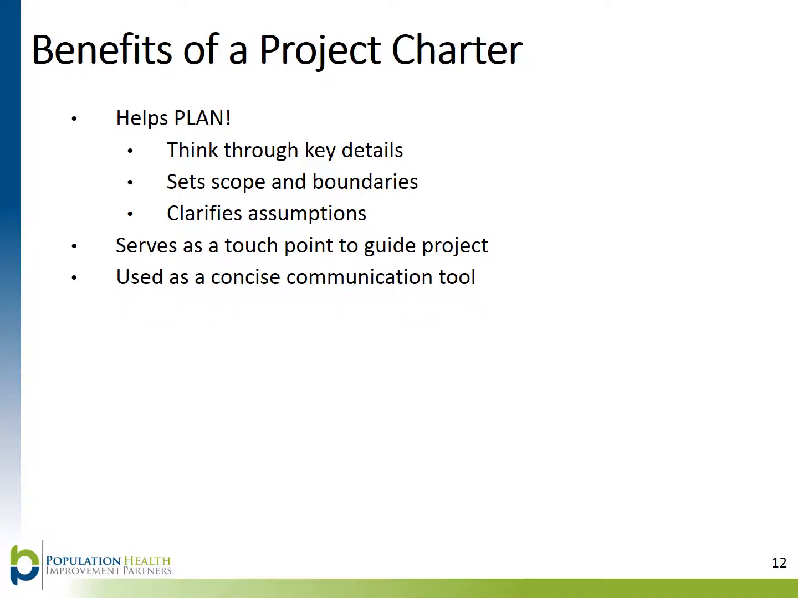Many project teams often view a project charter as busy work and have a tendency to jump to implementation without planning. Failure to plan can lead to an unsuccessful project. Using a project charter has several benefits. First, it is a planning tool that helps your team think about the details of the project and clarify assumptions.